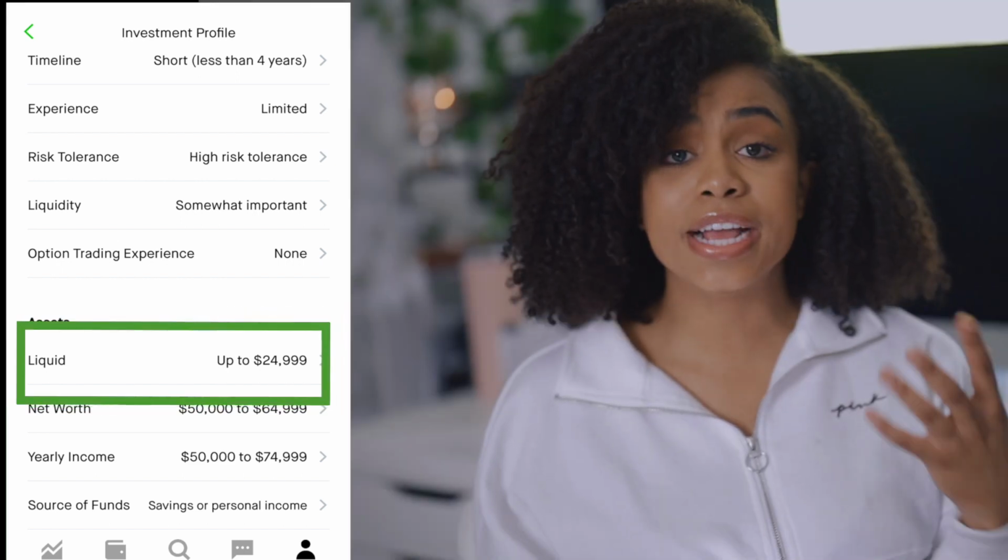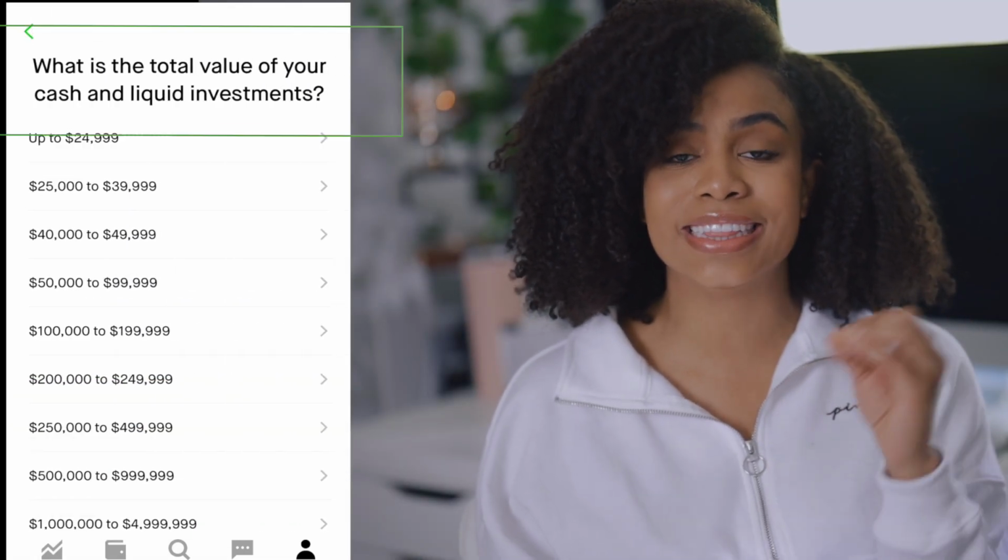So choose your risk tolerance and your trading experience overall. It's going to ask you the total of your cash and liquid investments. Just think about it as the cash and the liquidity of that cash that you have on hand in a bank or underneath your mattress or whatever, wherever you keep it. Hopefully you don't keep cash underneath your mattress. I'm just saying.